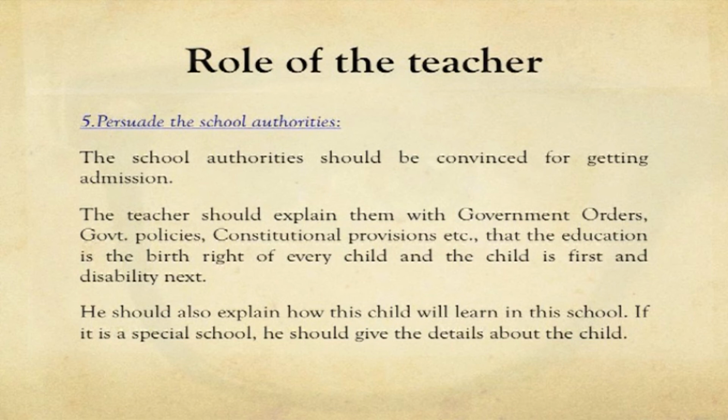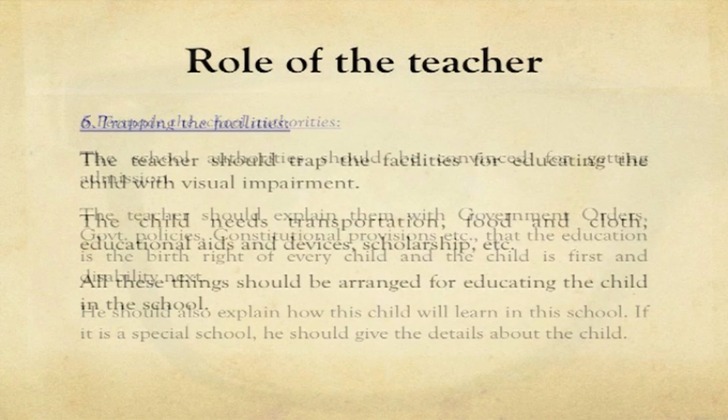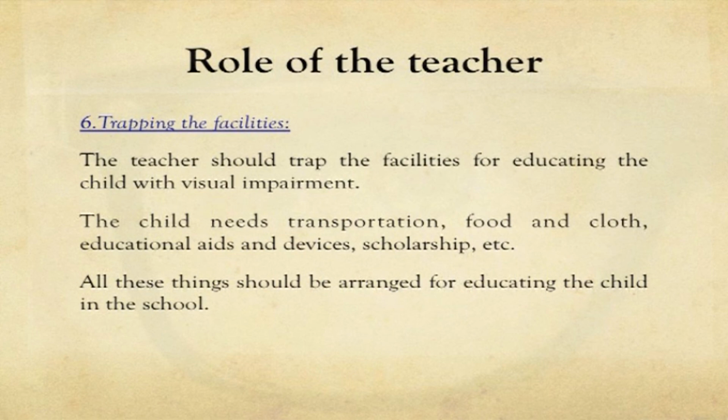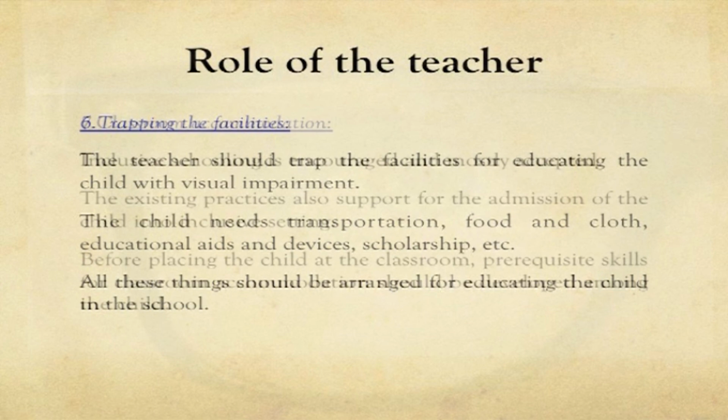He should also explain how this child will learn in the school. If it is a special school, he should give the details about the child. Number 6, trapping the facilities. The teacher should trap the facilities for educating the child with visual impairment. The child needs transportation, food and clothes, educational aids and devices, scholarship. All these things should be arranged for educating the child in the school.